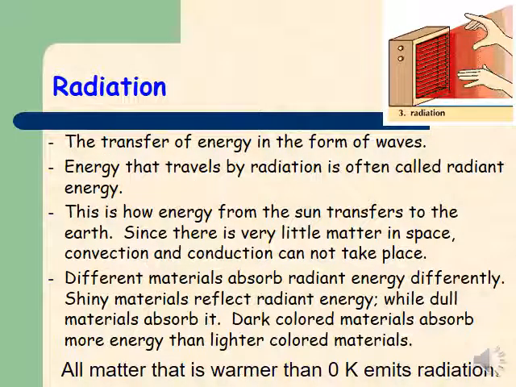Radiation is the transfer of energy in the form of waves. Energy that travels by radiation is often called radiant energy. This is how energy from the sun transfers to the Earth. Since there is little matter in space, convection and conduction do not take place. Different materials absorb radiant energy differently. Shiny materials reflect radiant energy while dull materials absorb it. Dark colored materials absorb energy more than lighter colored materials.